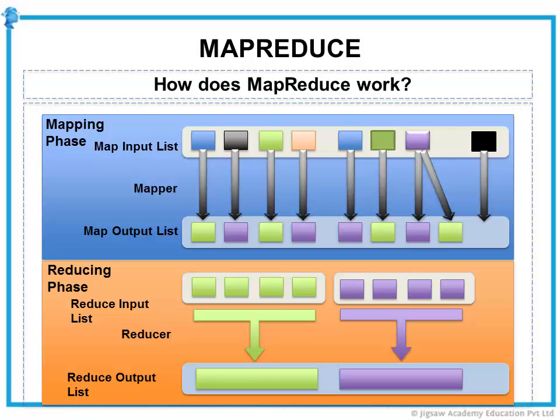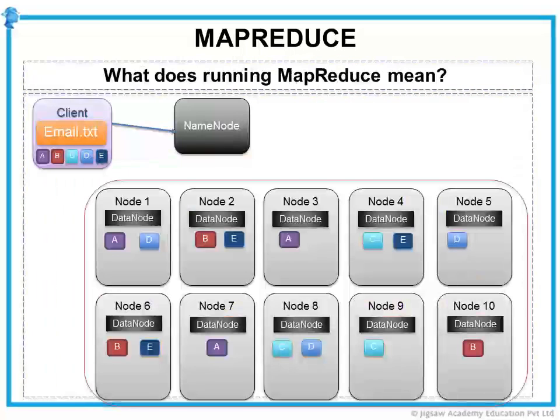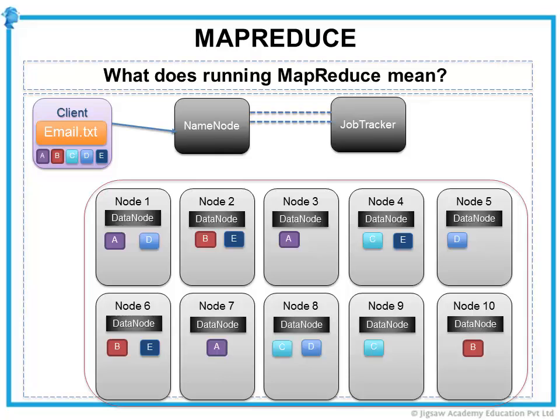Now, getting back to Hadoop's implementation of MapReduce, firstly, let us take a look at what running MapReduce on Hadoop actually means. Just like in Hadoop distributed file system, where we have the name node as the master that controls and coordinates the storage function, for MapReduce we have the job tracker daemon that oversees and coordinates the parallel processing of data. The job tracker can run on the same server as the name node, or it can run separately as well.